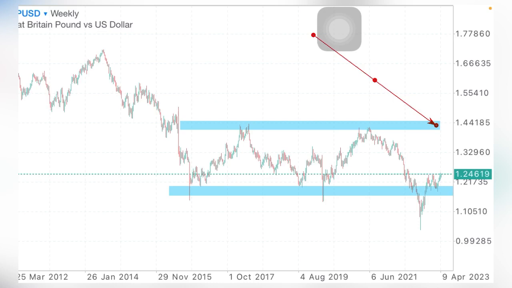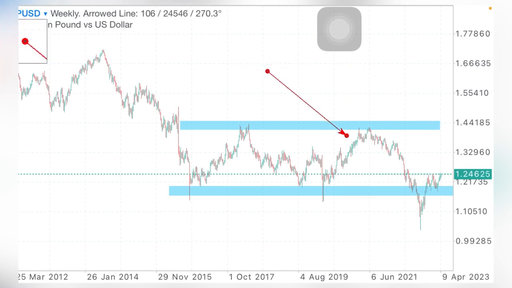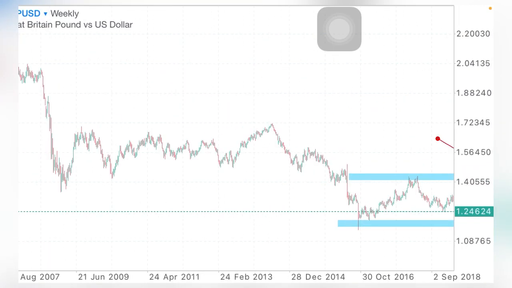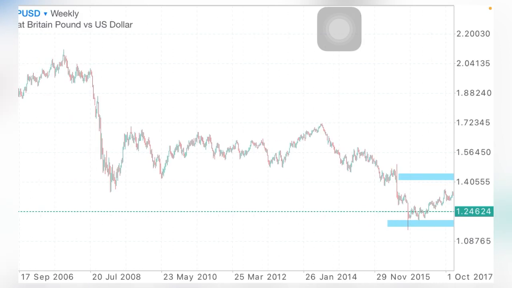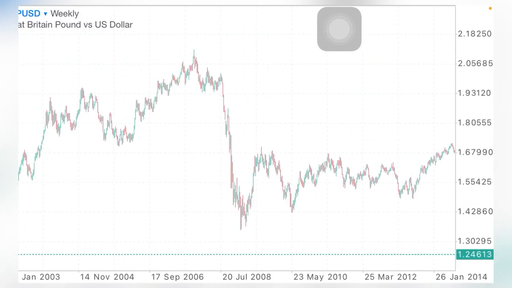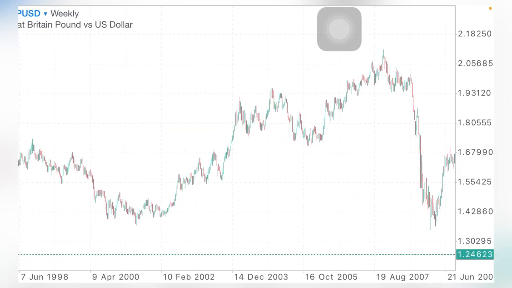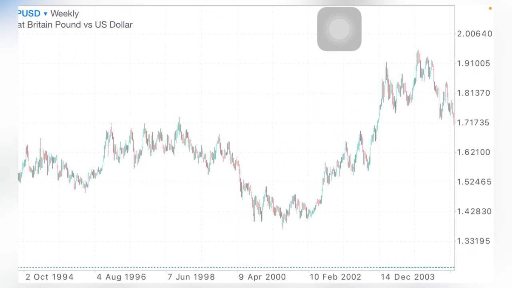All right, so let me take you back to the chart. What am I seeing? I can identify another support zone and resistance zone. Let's keep going back. This one is an uptrend.